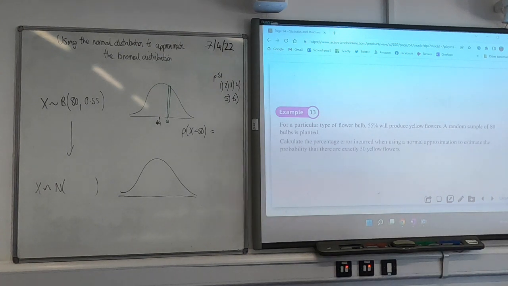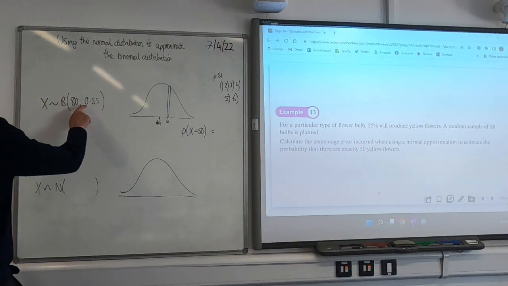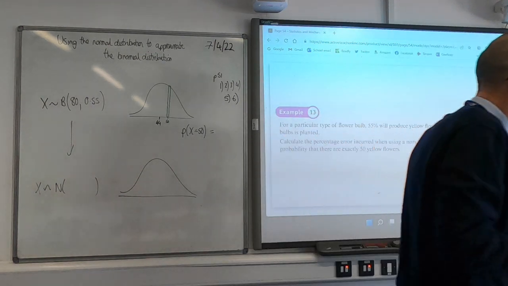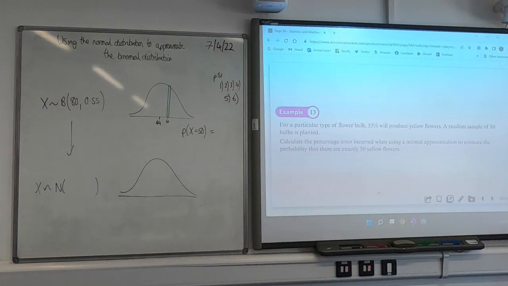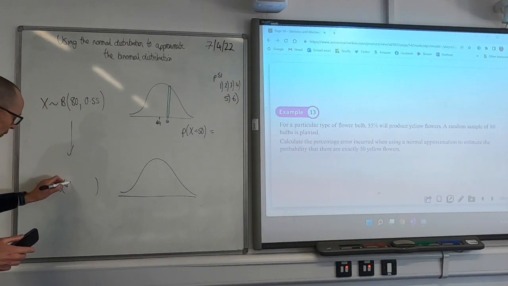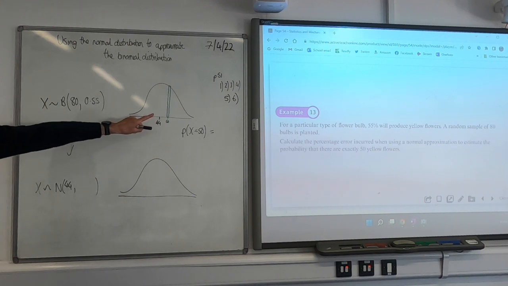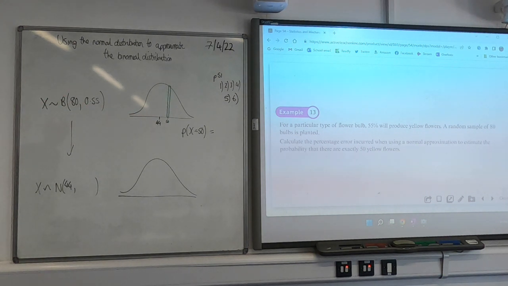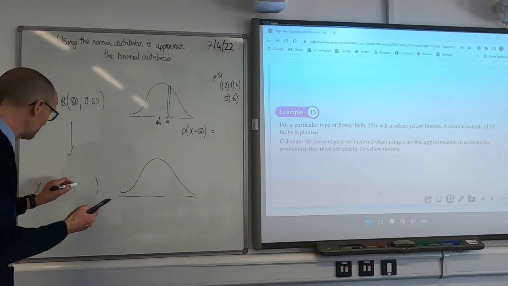What I can also do though is say, right, because n is quite large and the probability is quite close to a half, I can estimate that probability using the normal distribution. So I'm going to calculate the parameters for the normal distribution. This is n times p, which is 44. I'd already worked that out because I always like to work out where my peak is going to be with a binomial question. And then the variance, which is 44 times 0.55 times 1 minus that, which is 0.45, is 10.89.